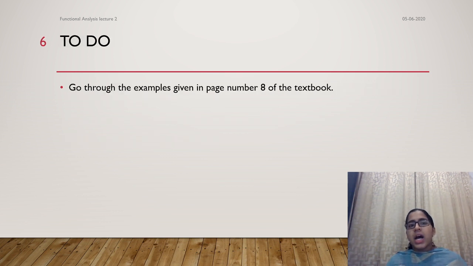So that is it for today's session. What I want you to do is go through the examples given on page number 8 of the textbook, and verify whether these spaces are all norm spaces or not. To check whether a given space is a norm space, we must check the three properties of the norm, and whether all these properties are satisfied.